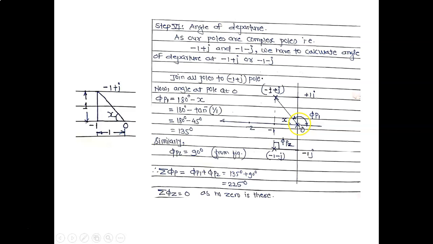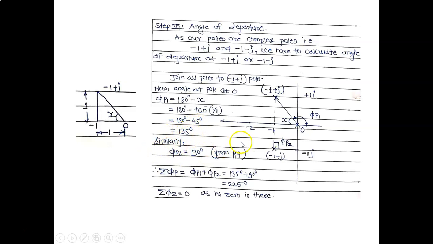Therefore this first 0 join this, and join this minus 1 minus j by minus 1 plus j. Now angle at pole at 0, this is phi p1 is equal to 180 degree minus x. X means what? This triangle only. This triangle is drawn separately here. Therefore 180 degree minus tan inverse of 1 by 1, 180 degree minus 45, therefore phi p1 equal to 135 degree.